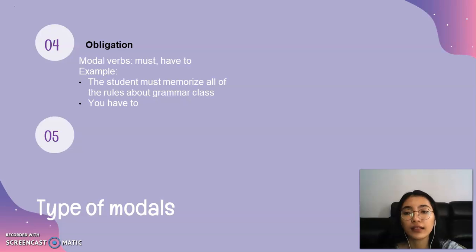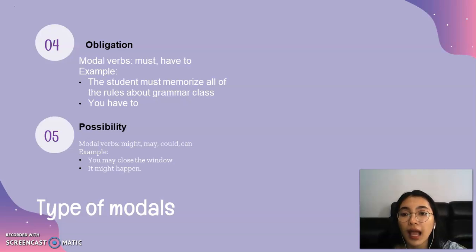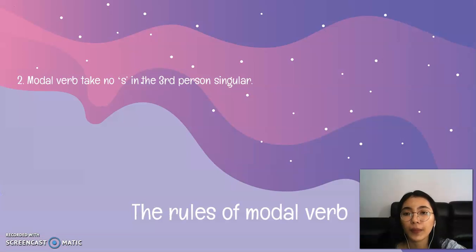And the last one is possibility. The modal verbs are might, may, could, and can. So for example, you may close the window. It might happen, like that. And these are the rules of modals.